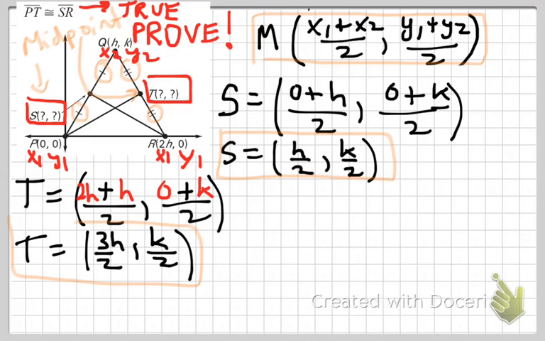And that's going to be really important for us when we do the next part of it, which is to show, and I'll do that in the next video, show that SR is congruent to PT.